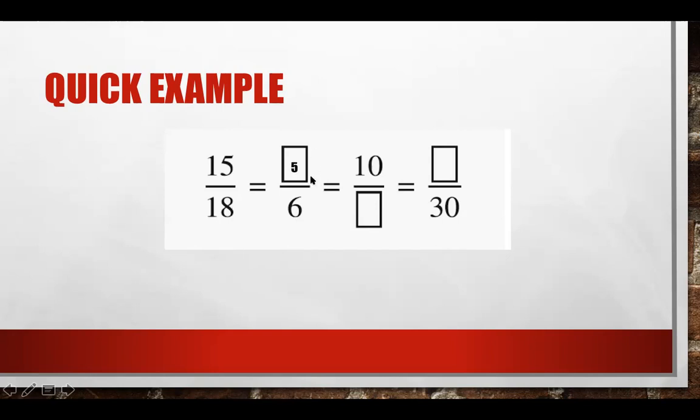We have 5 over 6 equals 10 over blank. We can use the same concept. So 5 is a factor of 10. We can change 5 to 10 by doubling it. 5 times 2 equals 10. So what do we do to the bottom? That's right. The same thing, multiply 6 by 2. So 5 times 2 is 10, and 6 times 2 is 12.